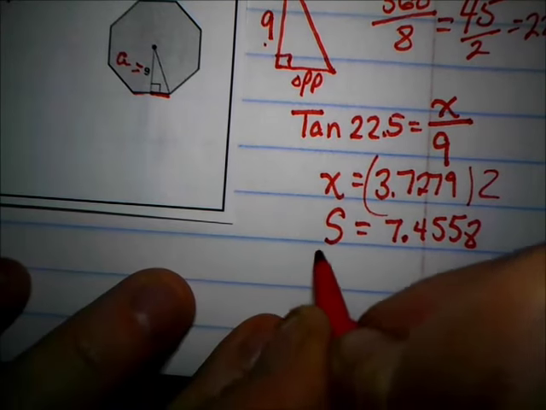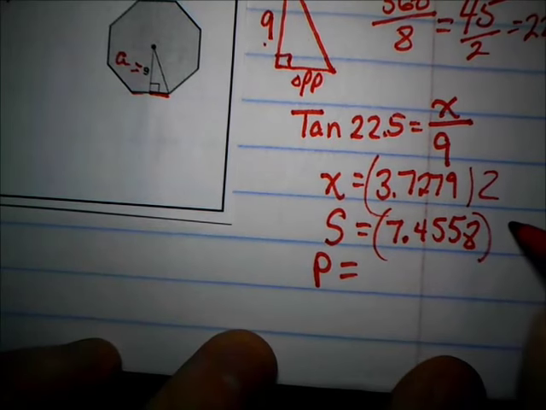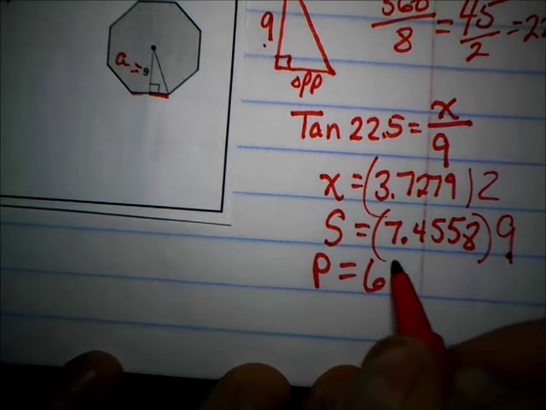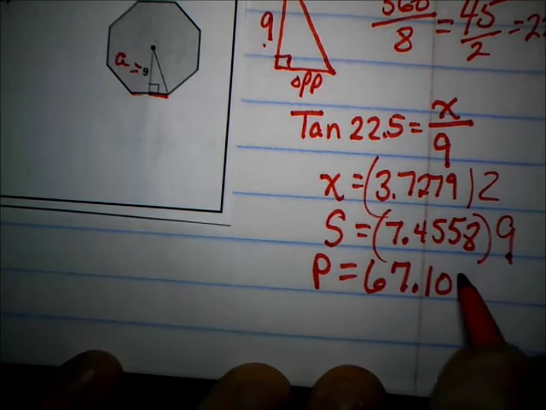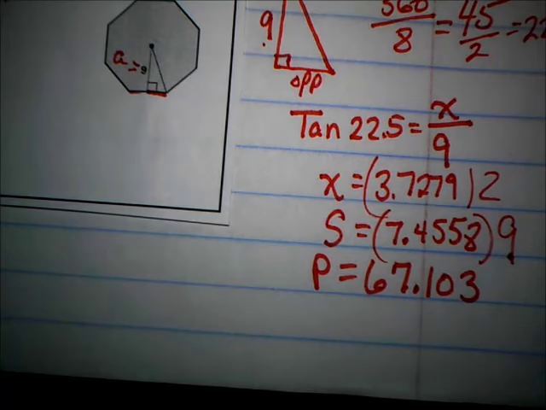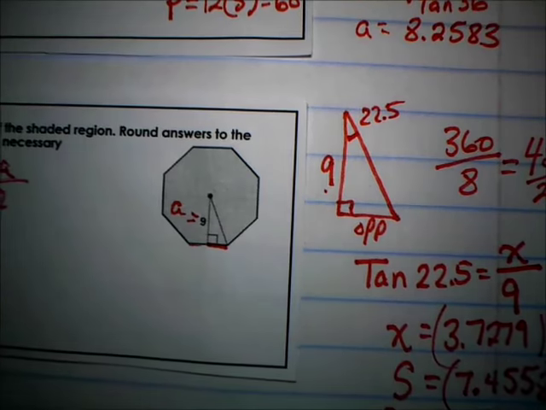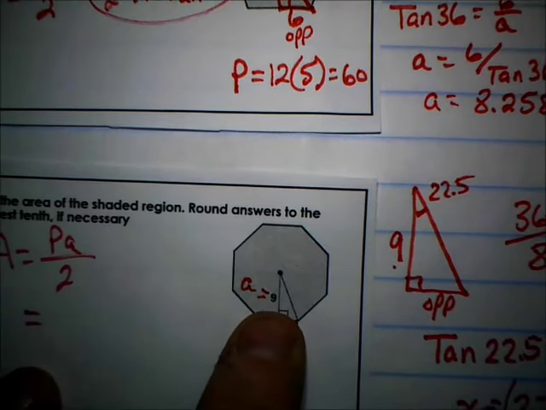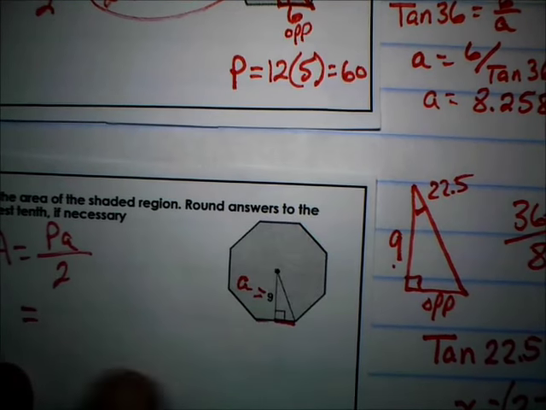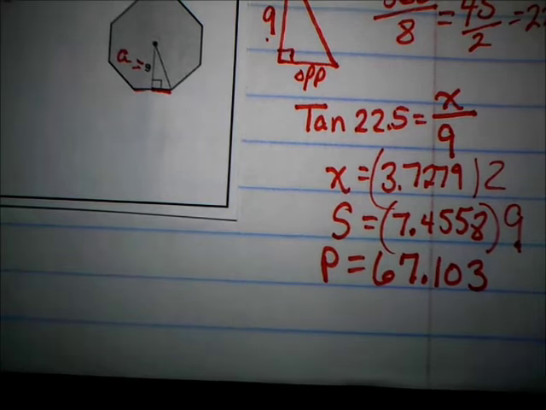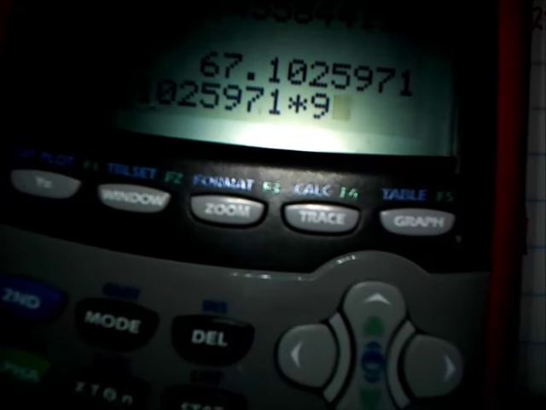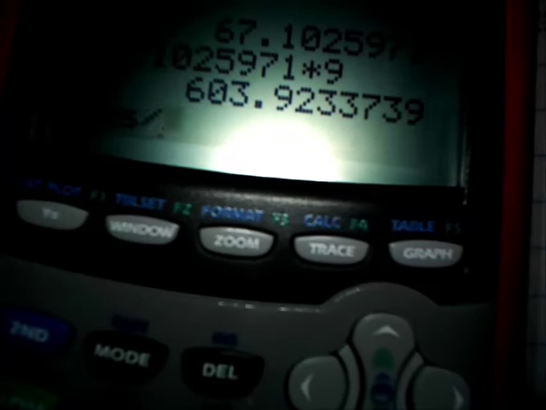Now to find the perimeter, I'm going to multiply that times 9 because there's 9 sides. That tells me my perimeter is 67.103. Now I'm ready to go to my formula because I have the perimeter given to me. I know my apothem is 9, so I'm ready to do that number times 9. So I'm going to take that number, multiply it times 9, and then divide it by 2.